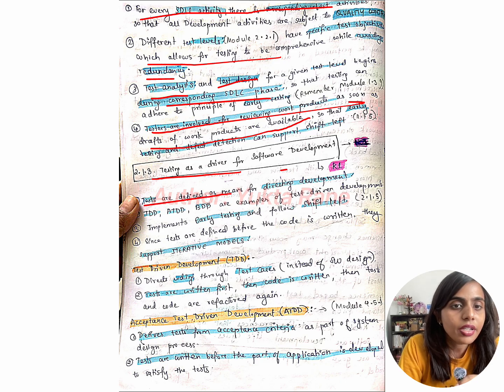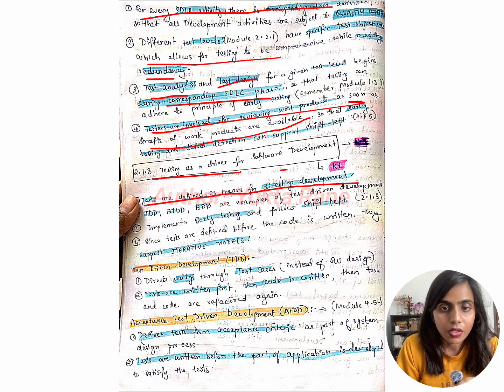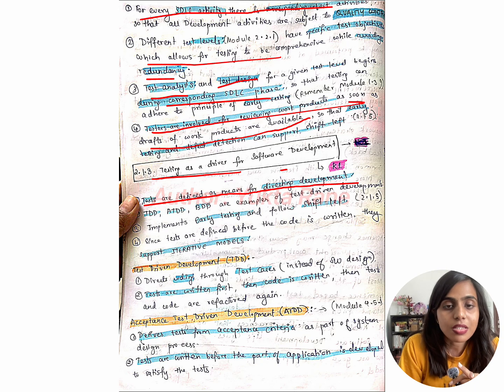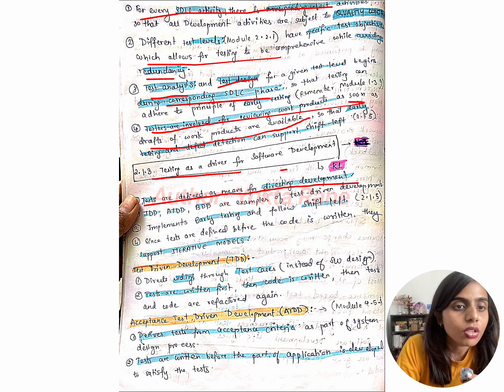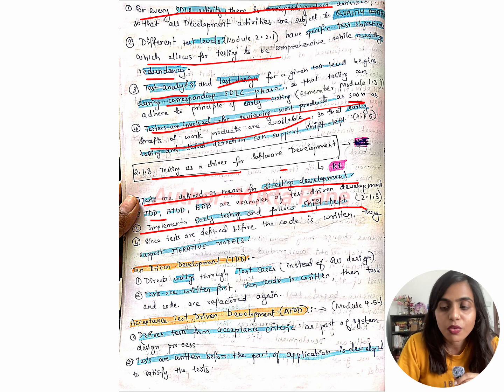Now the next part is testing as a driver of software development. Tests are defined as a means for directing development. So first you decide what is the testing approach that you want to carry out, or what is the testing focus, and based on that you derive development life cycles. So TDD, ATDD, BDD are examples of test driven development. It implements early testing and allows them to focus on shift left. So as and when a work product is ready in the development cycle, you can immediately start with the testing. So this is the advantage of deriving development cycles from the testing approach.